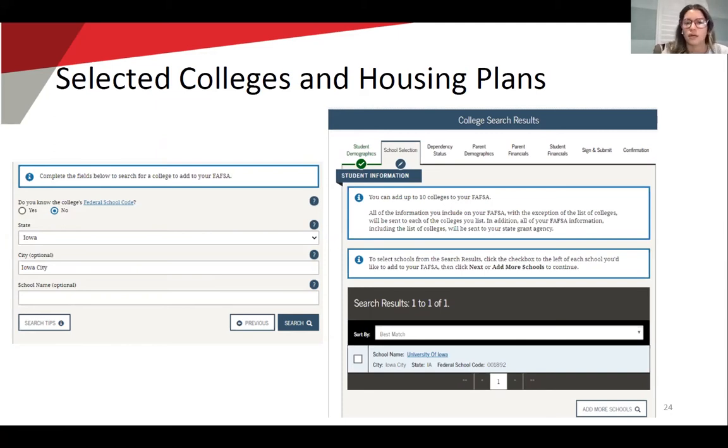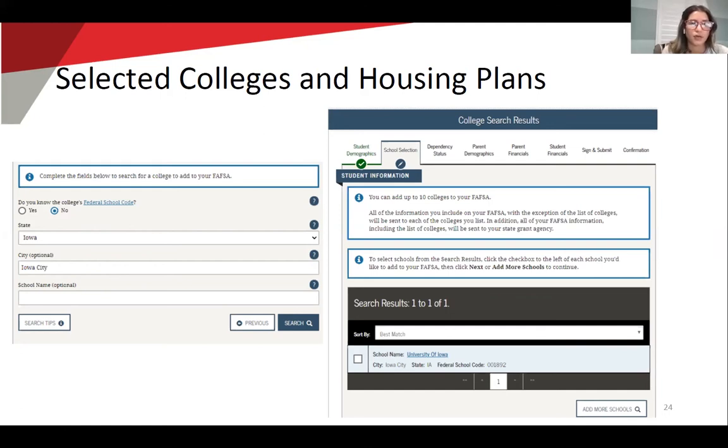Okay, so once you've covered the beginning information of your FAFSA, you're going to get to the portion about colleges and housing plans. Now, this is just like the rest of the application, a crucial part of your application, as all this information is needed to determine your financial aid. This portion is fairly simple, and I think you're probably all familiar with it.